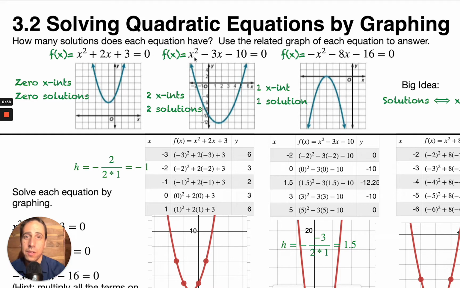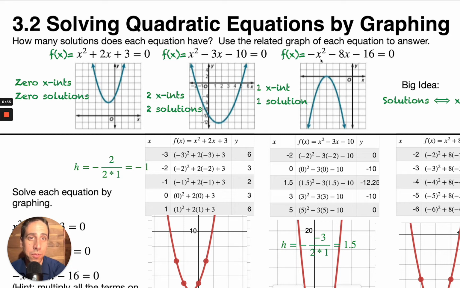Same thing over here. Let's say if you wanted to solve this, you would need to look at the x-intercepts. And so you could graph it. F of x is equal to all that. And you see, oh, here's an x-intercept. Here's an x-intercept. There's 2 of them. Therefore, there's 2 solutions. 2 x-intercepts, 2 solutions.